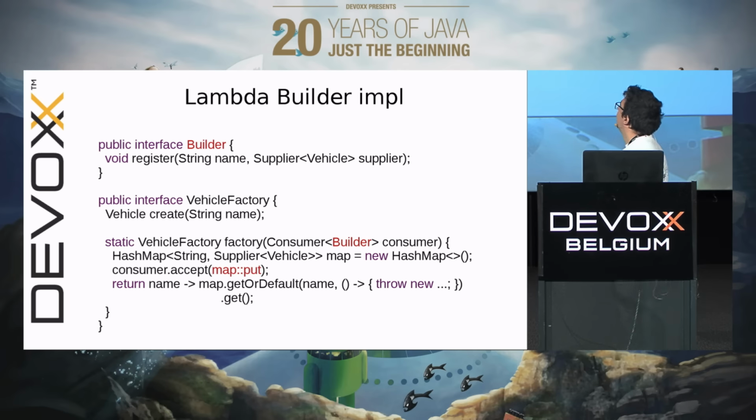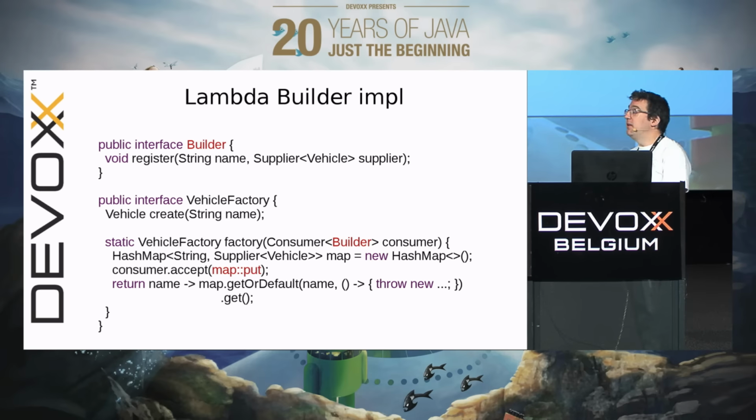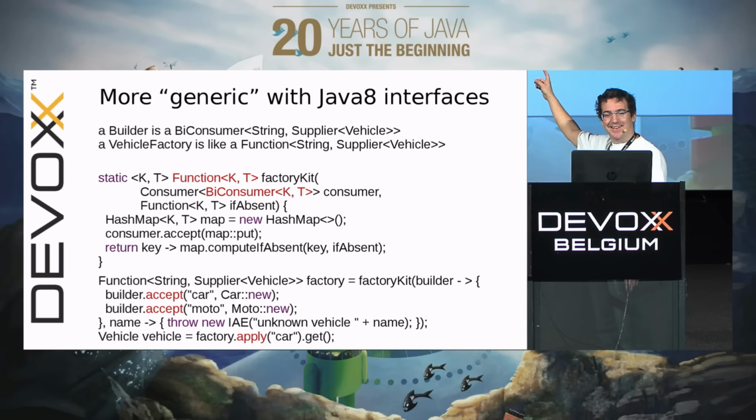I can do worse. Basically, my interface builder is already an interface that exists in java.util.function, because it's an interface that takes two parameters and returns void. Its name is BiConsumer. So basically, my builder is a BiConsumer of string and supplier of vehicle. And my vehicle factory is a function that takes a string and returns a vehicle. So I can reuse a more generic implementation. It's just for fun, okay?